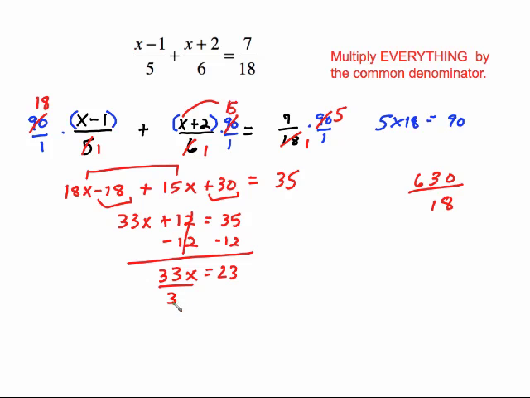Divide both sides by 33. And there's your answer. X equals 23 over 33. Don't expect all these equations to come out even. Sometimes they don't. So there's your answer for that equation.